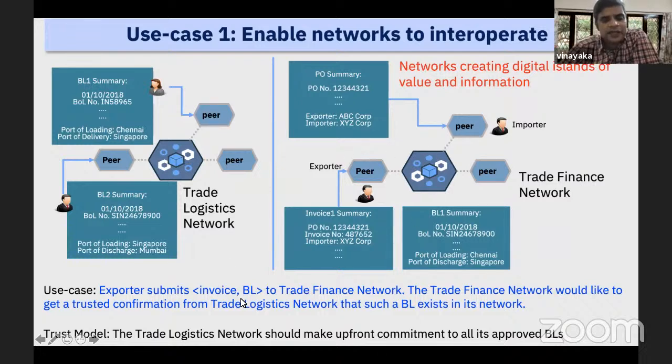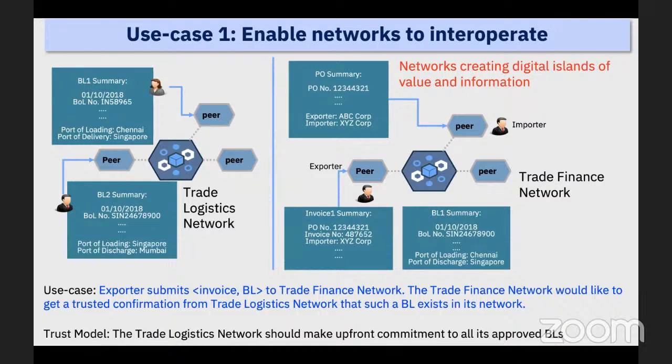Okay. And we want this trade finance network to be convinced that there is a valid bill of lading based on which this exporter is making the claim. Okay. It's very difficult to put all the participants on one network. That's why you have two different networks. And now this network needs to get a proof that this information is true, so that the bank can decide to pay the exporter. Okay, did you get the picture here?